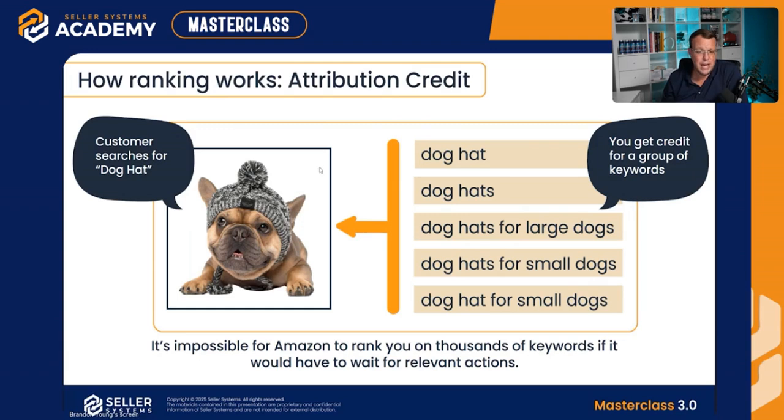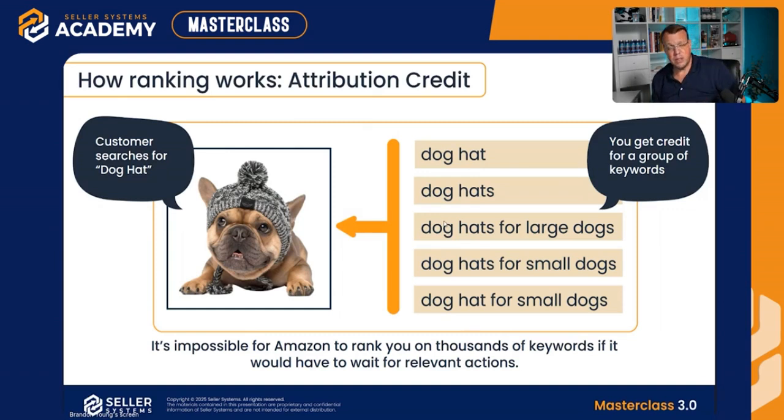And then your ranking attribution is basically you get credit for match type. And so dog hats for large dogs, dog hats for small dogs, dog hat for small dogs. You basically are getting credit for dog hat. And at the same time, if someone searches for dog hat and makes a sale, you're going to get credit for all these because it has some variation of dog hat in it.